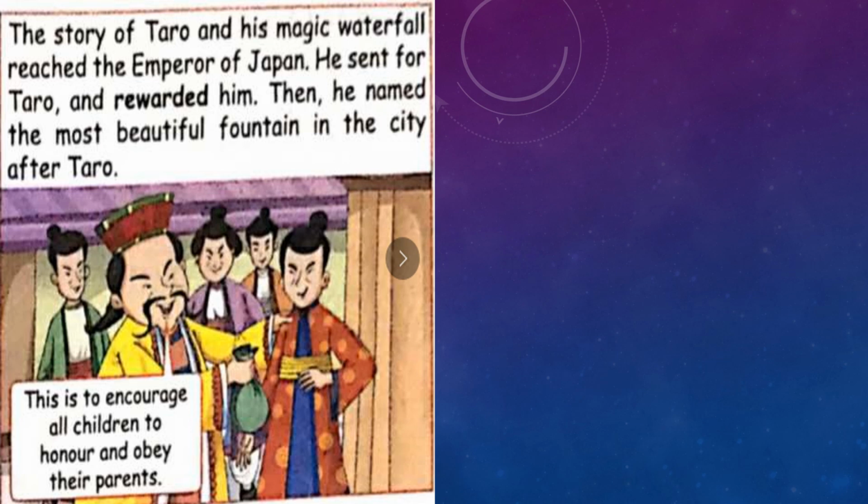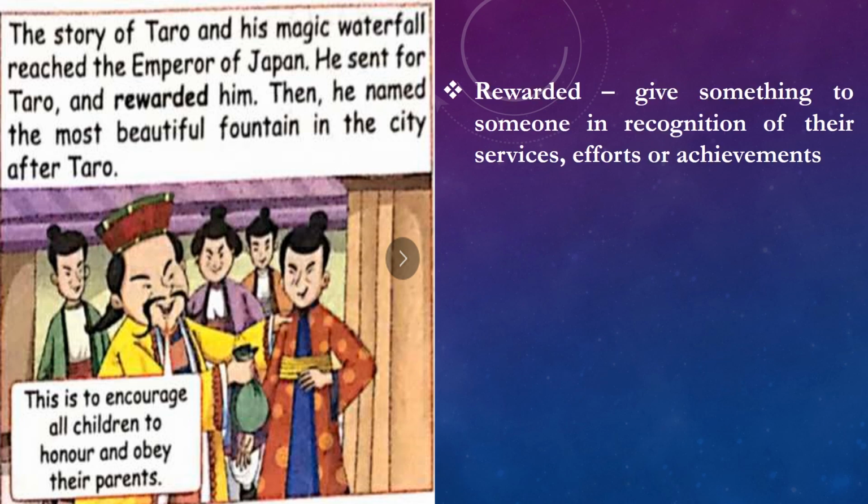He rewarded him. What is reward? To give something as an appraisal, as I told you earlier also. So give something to someone in recognition of their services, efforts, achievements, or good deeds. So he rewarded him, and then he did one more thing, that he named the most beautiful fountain in the city after Taro. Means he has named the fountain Taro.